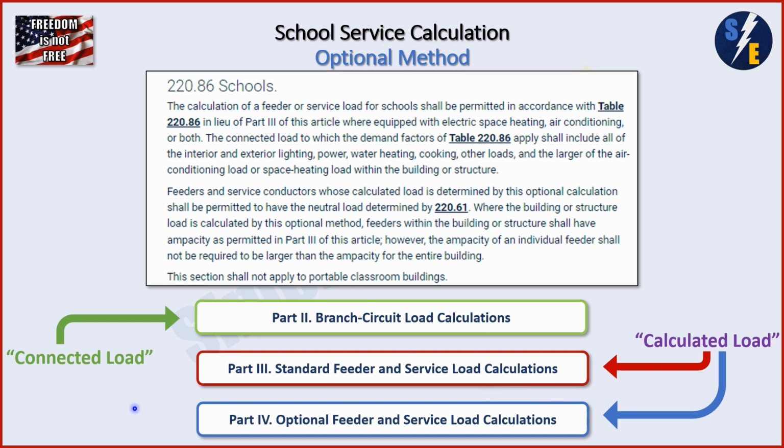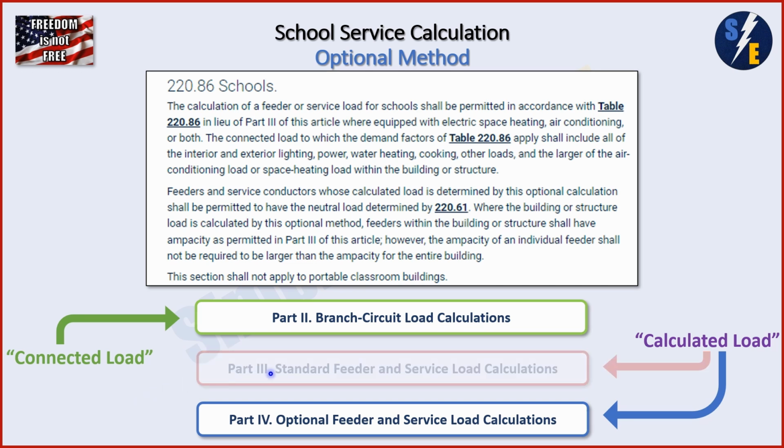So in this video though, since we're going over the optional method, we will only be dealing with part 2, the branch circuit loads, and then part 4, the optional feeder demand factors we can apply. Okay, so let's go ahead and read through 220.86, schools. It says the calculation of a feeder or service load for schools shall be permitted in accordance with table 220.86 in lieu of part 3 of this article where equipped with electric space heating, air conditioning, or both.